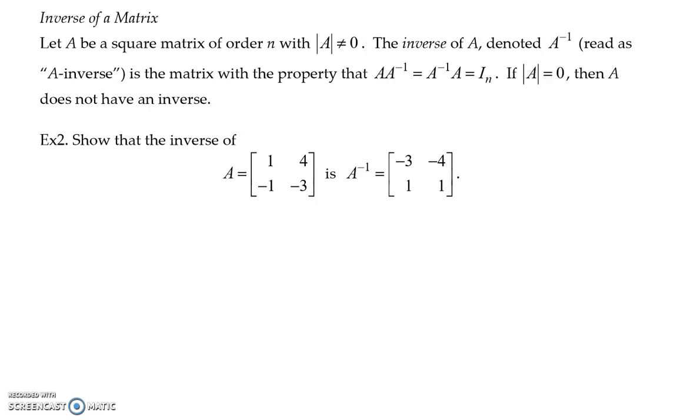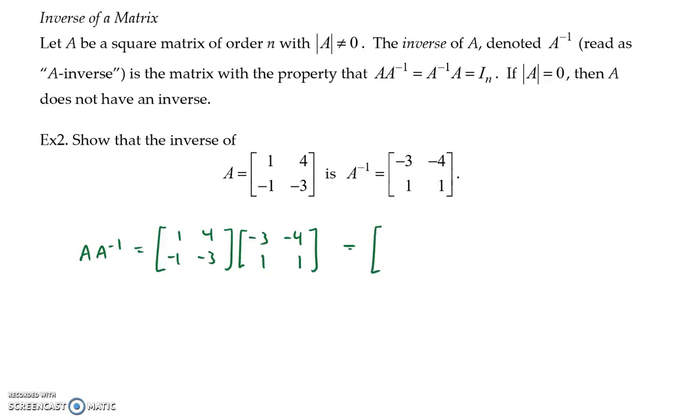Example 2 asks us to show that the inverse of a given matrix A is, as shown, A inverse equals negative 3, negative 4, 1, 1. All we have to do to show that two matrices are inverses is to multiply them. So we take A times A inverse, and when we do the multiplication, just write the matrices side by side. And since they're both square of the same order, they can definitely be multiplied. The product will be a 2 by 2 matrix.